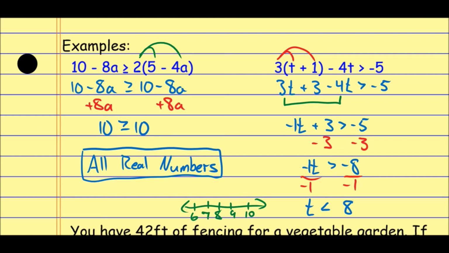No equal to condition, so I use an open dot. Less than, so I shade everything below that value. Okay? So again, it's the same stuff we've been doing. We're distributing, we're simplifying, that kind of stuff. We're solving the same way we always have, but if you multiply or divide by a negative, you have to flip the inequality sign.